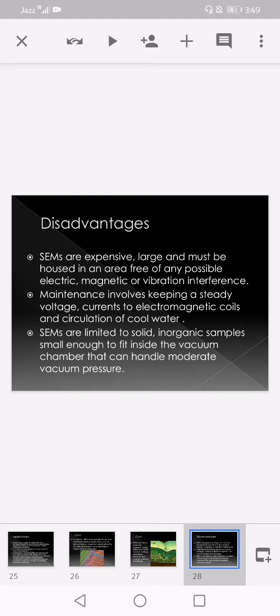Disadvantages. SEMs are expensive, large, and must be housed in an area free of any possible electric, magnetic, or vibration interference. Maintenance involves keeping a steady voltage, currents to electromagnetic coils, and circulation of cool water. SEMs are limited to solid inorganic samples, small enough to fit inside the vacuum chamber that can handle moderate vacuum pressure.